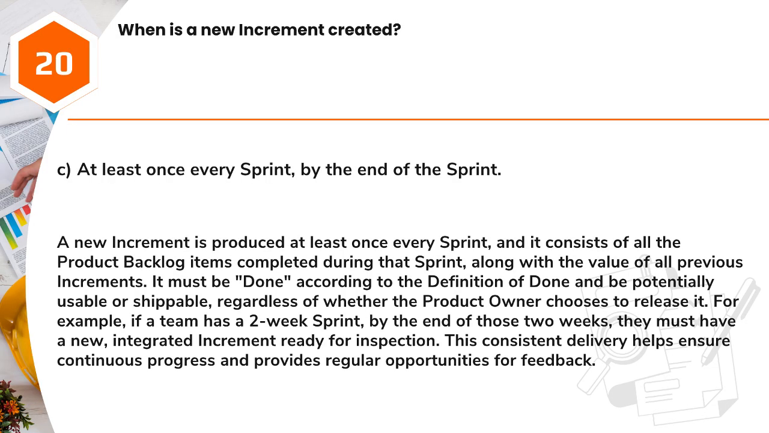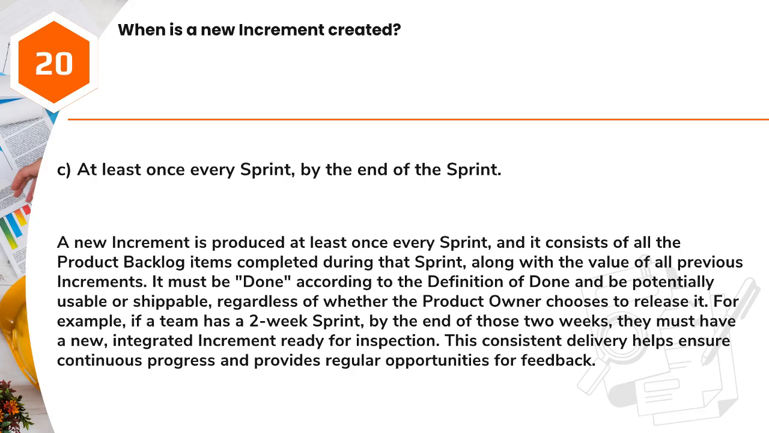Answer: C. At least once every sprint, by the end of the sprint. A new increment is produced at least once every sprint, and it consists of all the product backlog items completed during that sprint, along with the value of all previous increments. It must be done according to the definition of done and be potentially usable or shippable, regardless of whether the product owner chooses to release it.